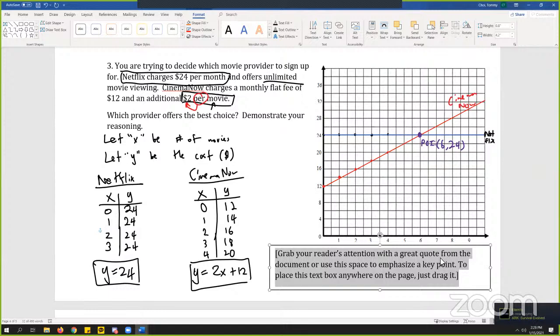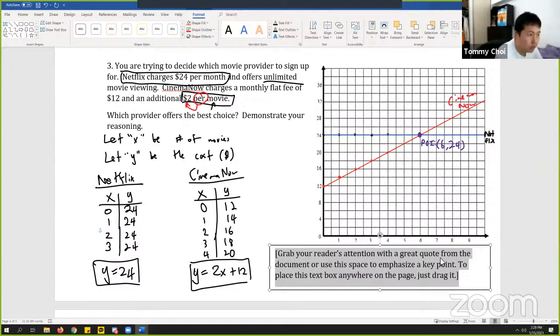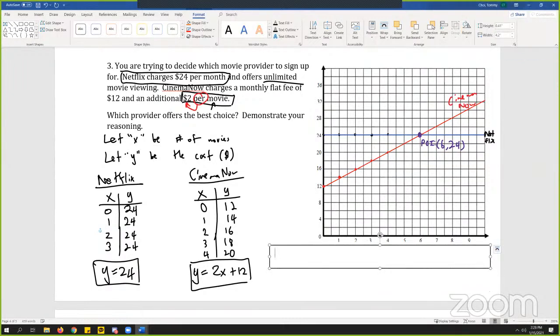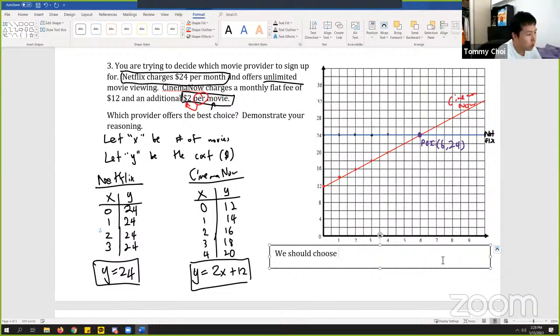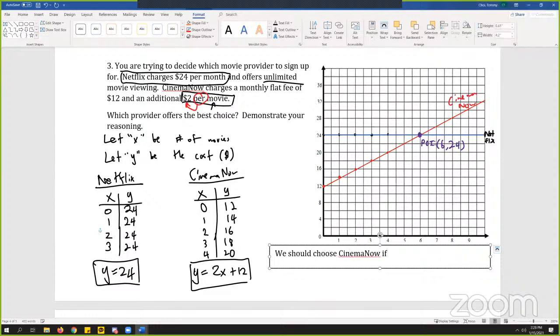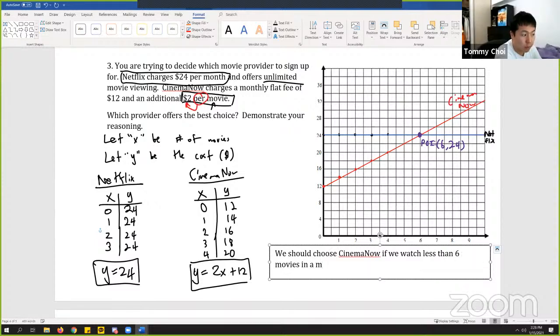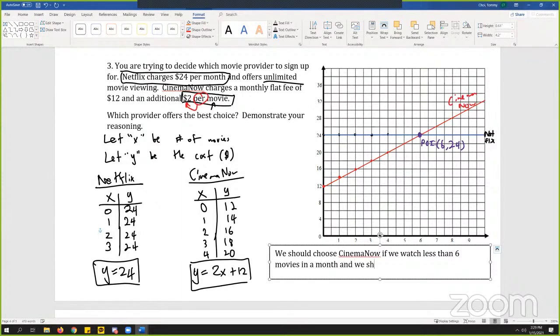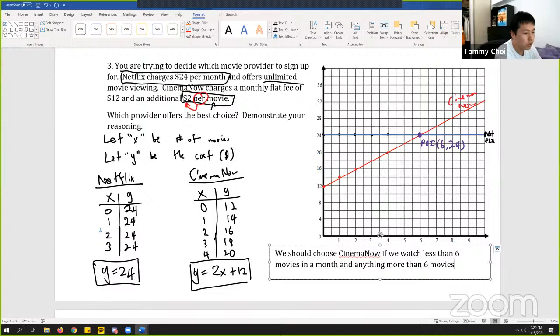Netflix for below 6 movies? No, it's Cinema Now. Okay, so we should choose Cinema Now if we watch less than 6 movies in a month, right? Because we're specifically talking about 1 month. Anything higher, it's Netflix. Anything more than 6 movies, we should choose Netflix.